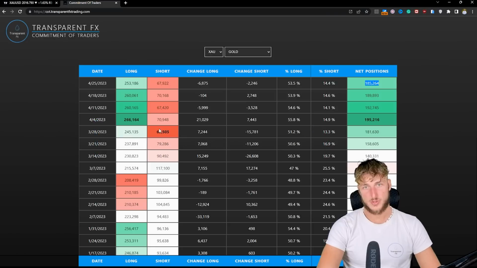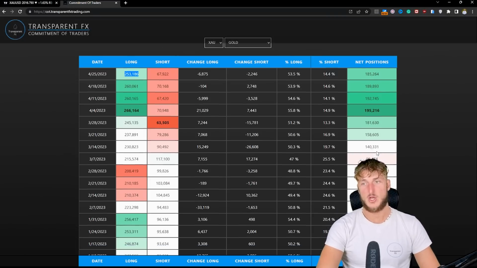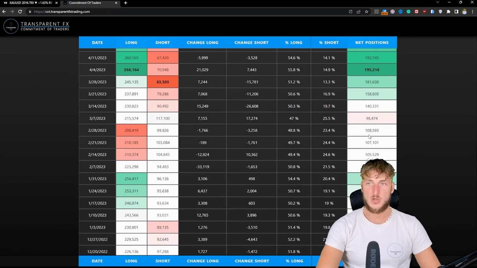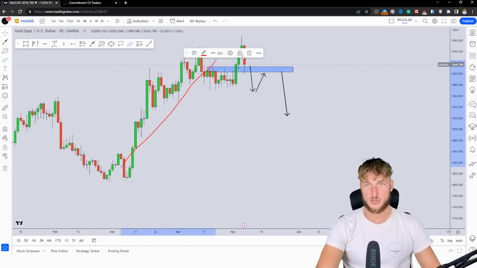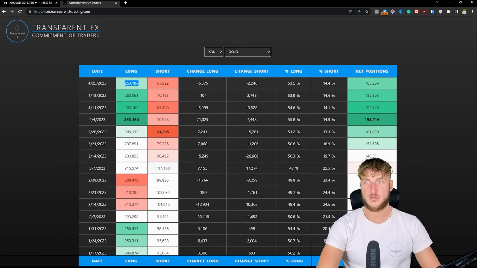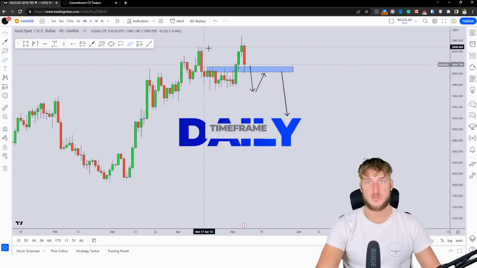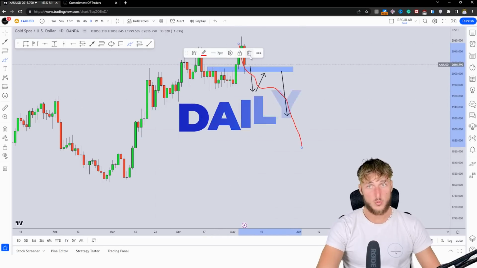We can see how shorts went from the low at 63k to now 67k, but most importantly, longs got massively decreased. We went from 266k all the way down to 253k. So from here, we were seeing only net positions getting increased and gold getting, in fact, stronger. However, now we're starting to see net positions getting decreased, so we could expect gold to start to get weaker.